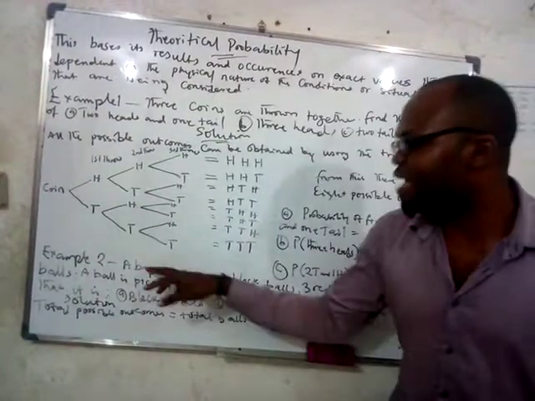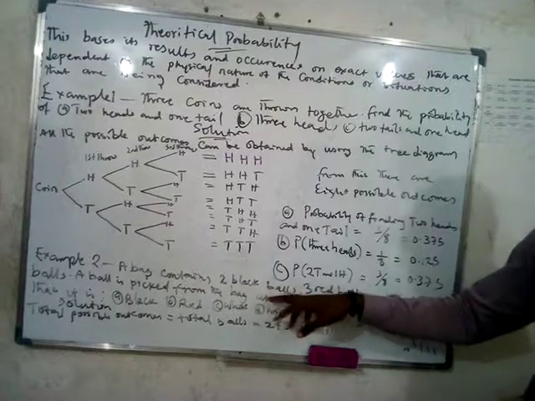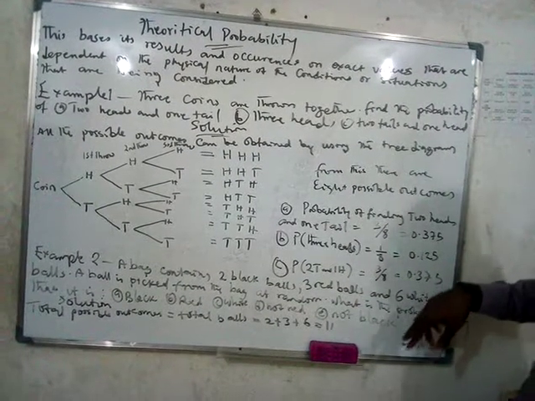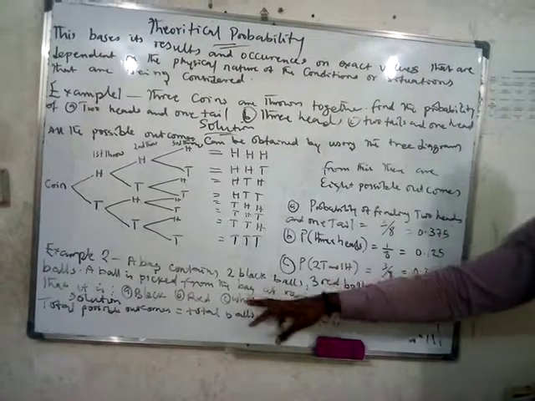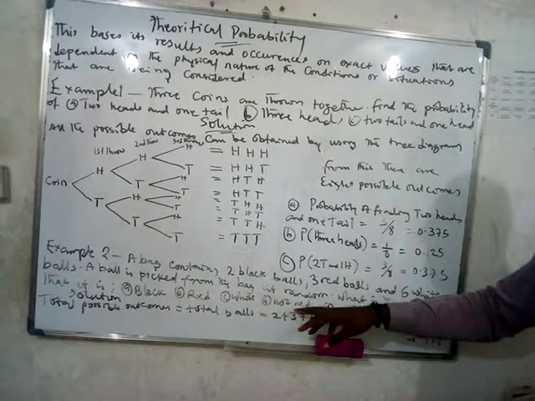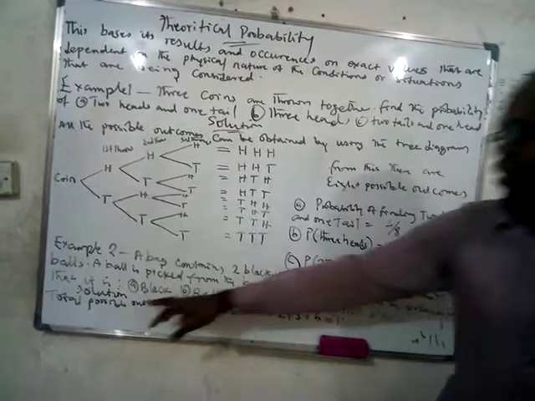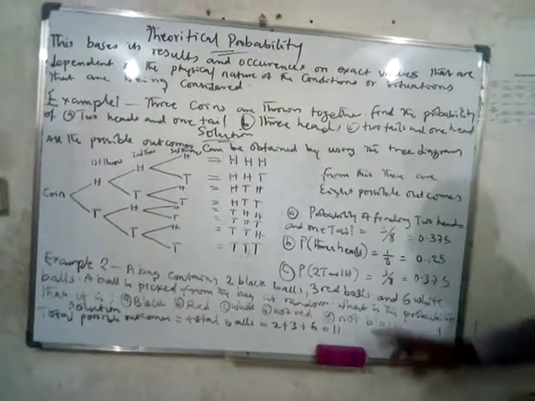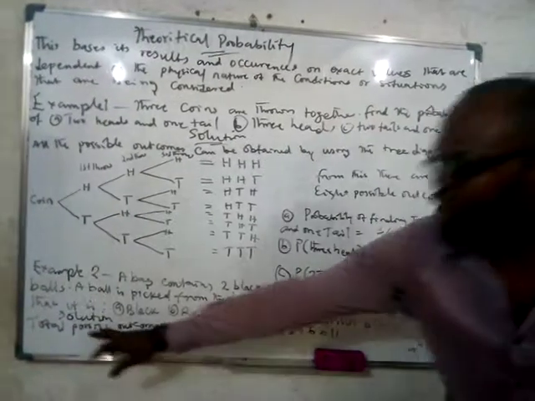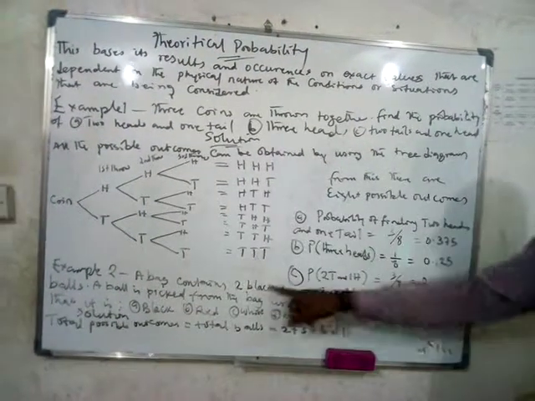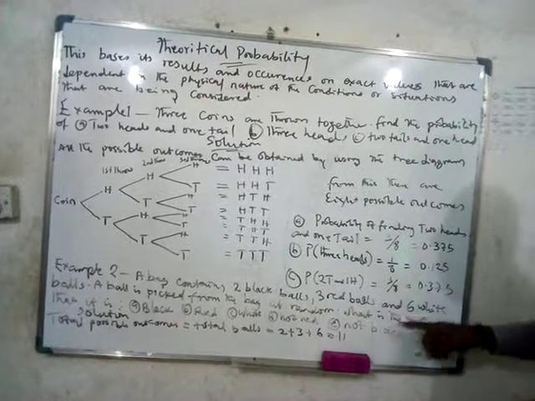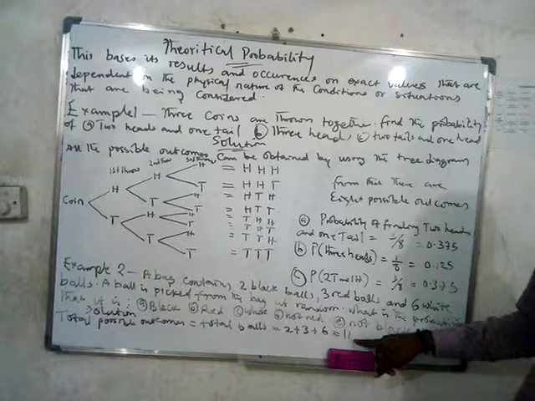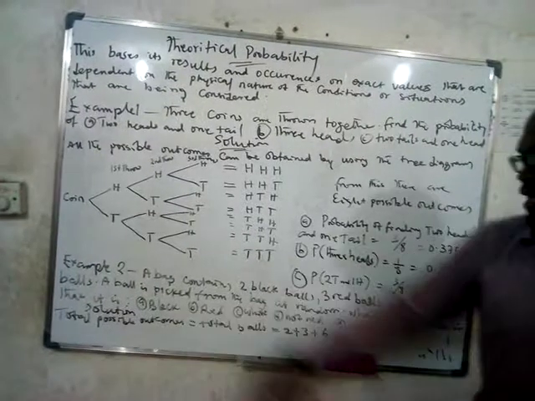And the example says a bag contains 2 black balls, 3 red balls, and 6 white balls. A ball is picked at random from the bag. What is the probability of it being black, being red, being white, not red, not black? What is the total possible outcomes for this? It's going to be 2 plus 3 plus 6 balls, giving us 11 balls.